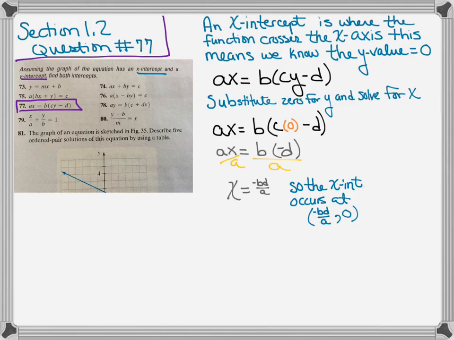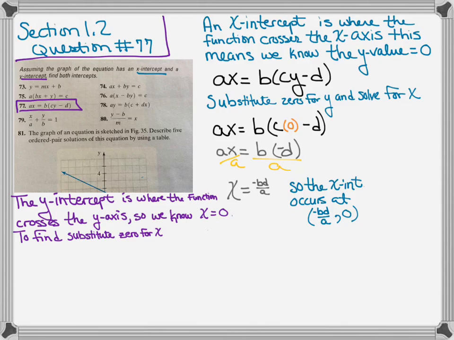To find the y-intercept, we need to consider what is a y-intercept. It is where the function will be crossing the y-axis. So this means we know that x will have a value of 0. Hence, we will need to substitute 0 into the equation for x. When we do this, we end up with ax equals b times cy minus d.